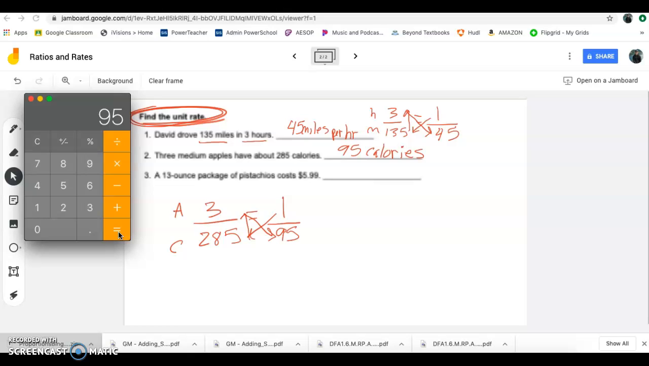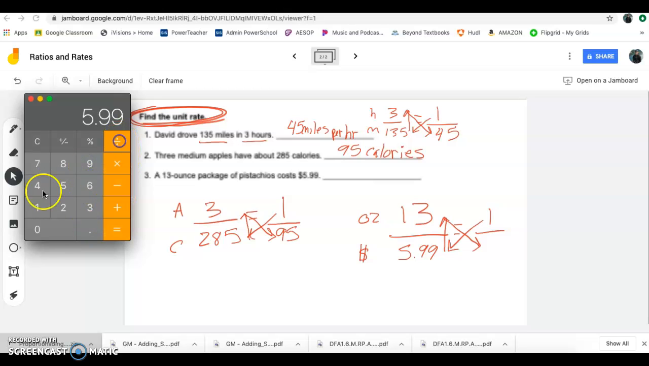Let's work it. All right, so we got a 13-ounce package of pistachios, costs $5.99. So we'll go 13 ounces, because again, I don't care if it's pistachios or not. And let's do cost is $5.99. All right. So again, I don't care how many ounces I'm going to get for $1. I care cost per ounce. All right, per ounce. All right. So 1 times $5.99 divided by 13 is, let's get it on our calculators.